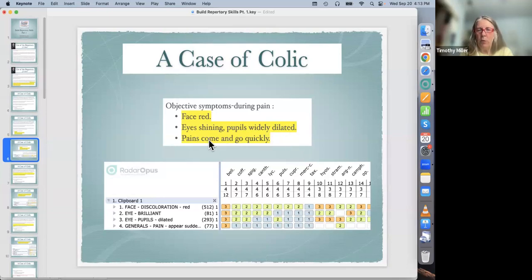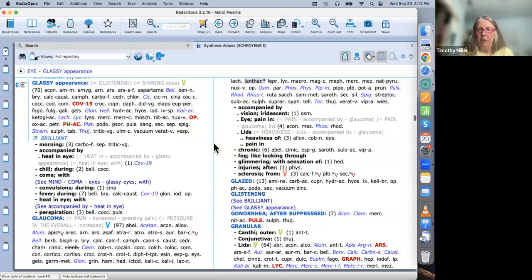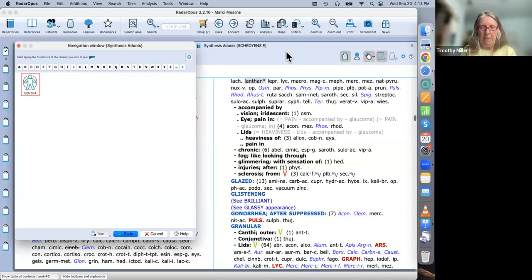And then we have this next one, pains come and go quickly. Now, if you don't know where to look, you might be in a little bit of trouble here. So I'm just gonna hand this one off to you, and you can go ahead and search for it later and see if you can find the rubric yourself if you're not clear about it. But this would be in our generals chapter. And this is a useful sort of rubric section for you to know about. So we're going to go to generalities.